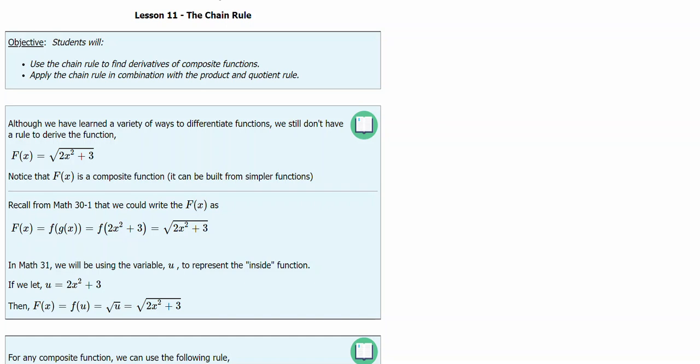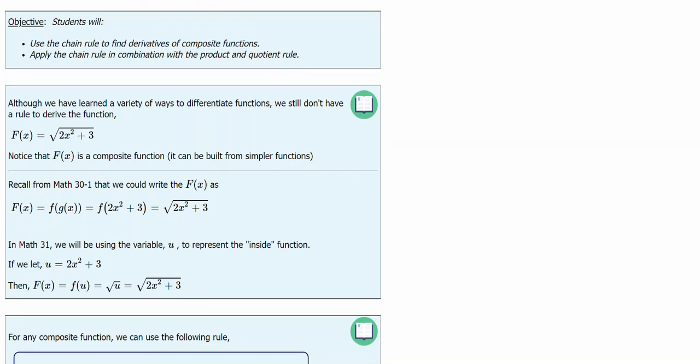I'd like to go through the intro to this chain rule lesson just to make sure that everybody understands some of the notation here. Sometimes it can look a little confusing, but it's really not as bad as you might think. What we're doing now is taking the derivative of composite functions.